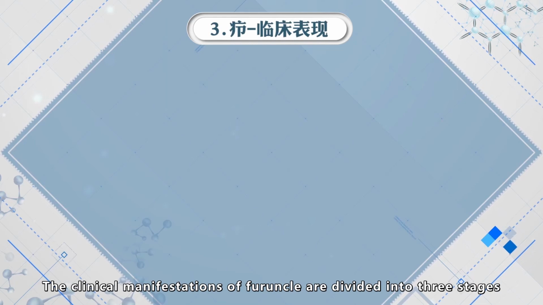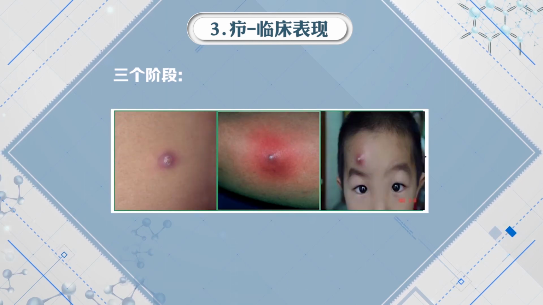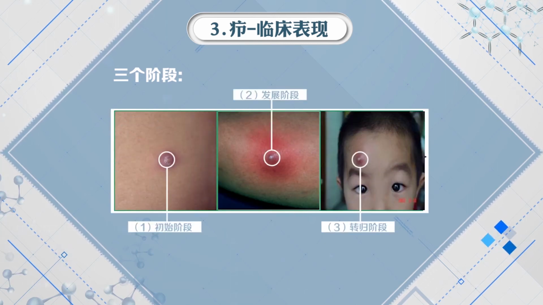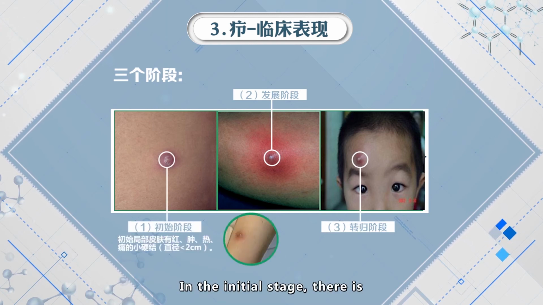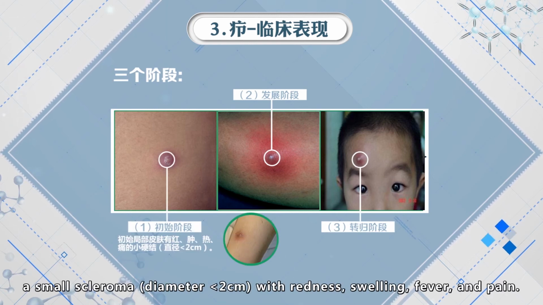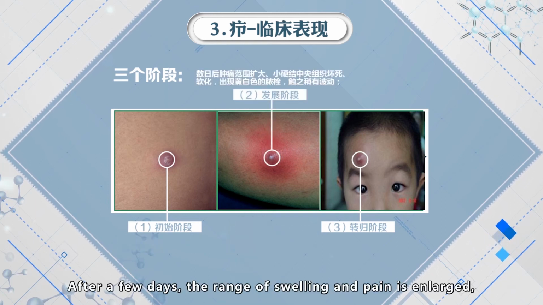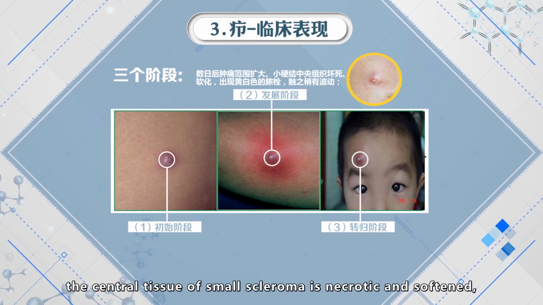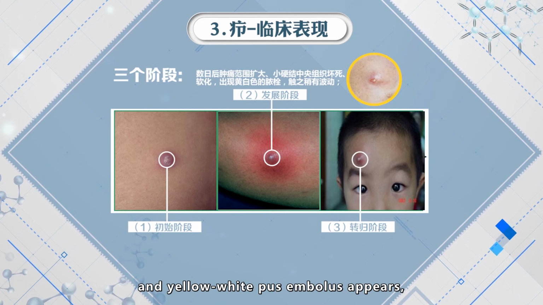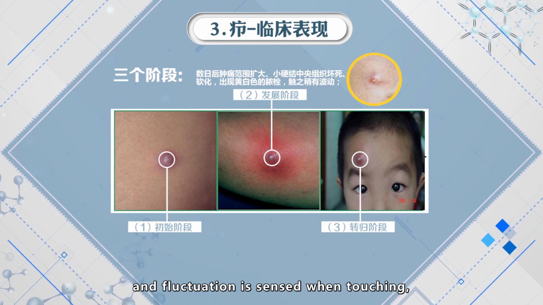The clinical manifestations of furuncle are divided into three stages. In the initial stage, there is a small scleroma, diameter smaller than 2 cm, with redness, swelling, fever, and pain. After a few days, the range of swelling and the pain is enlarged. The central tissue of the small scleroma is necrotic and softened, and a yellow-white pus plug appears, and fluctuation is sensed when touching.